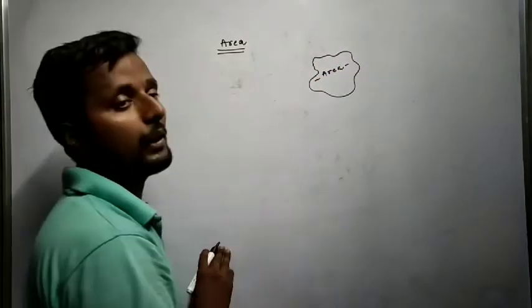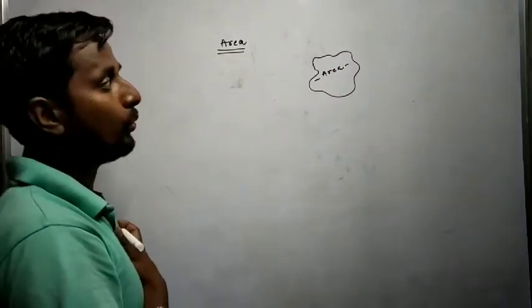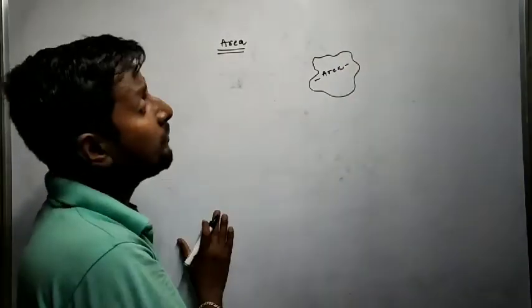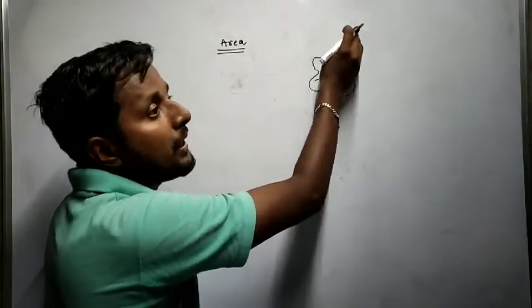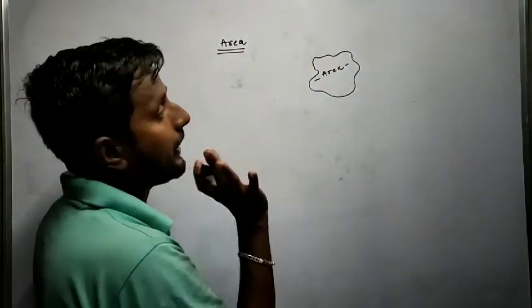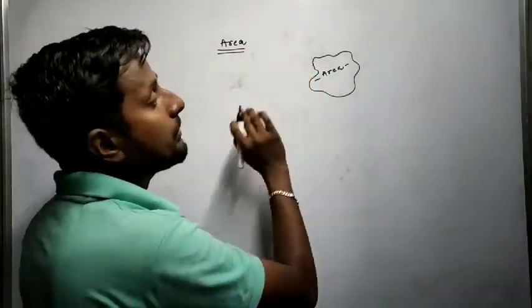So simply, I can give a definition for area here: the region which is enclosed by its boundary. That's area. Right. So sometimes what happens?